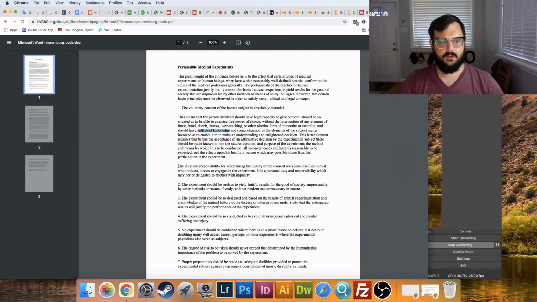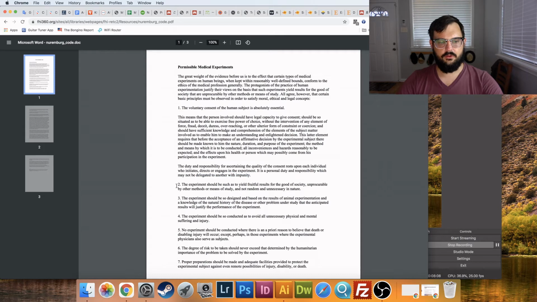All right. Continuing though, the duty and responsibility for ascertaining the quality of the consent rests upon each individual who initiates, directs, or engages in the experiment. It is a personal duty and responsibility which may not be delegated to another with impunity. This is important in terms of the Nuremberg trials, because prior to them, the idea that the soldier was just following orders was a common legal defense, and it was established at the Nuremberg trials that this was no longer an effective legal defense in terms of war crimes, crimes against humanity, and things like that. And this is a concept where that's being illustrated.